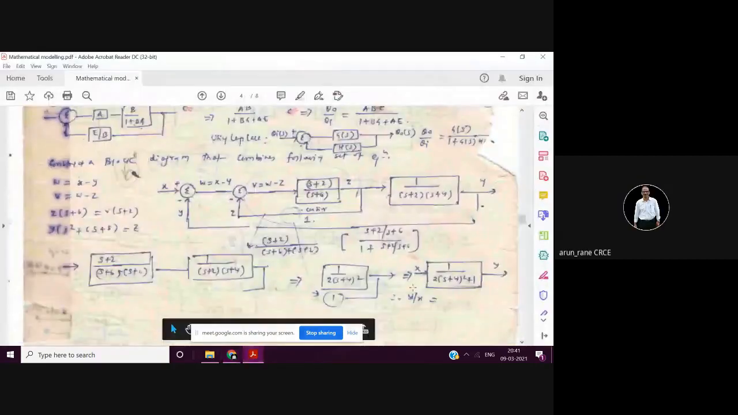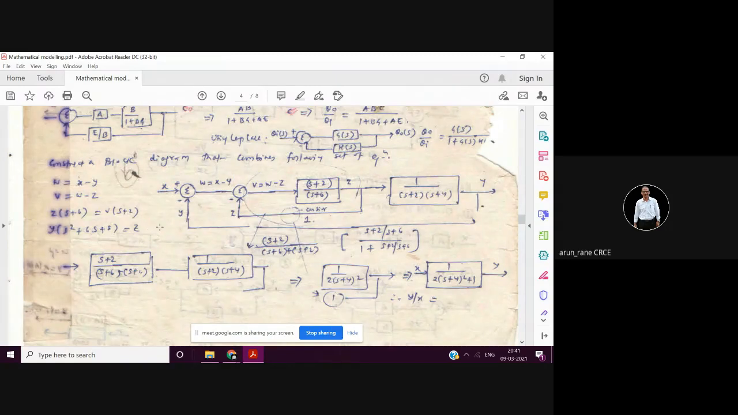So now this last equation can be written as Y is equal to Z into 1 upon S plus 2 into S plus 4. Correct? Now over here you have Z, isn't it? And at the output we will write Y. So Z will get multiplied by this.